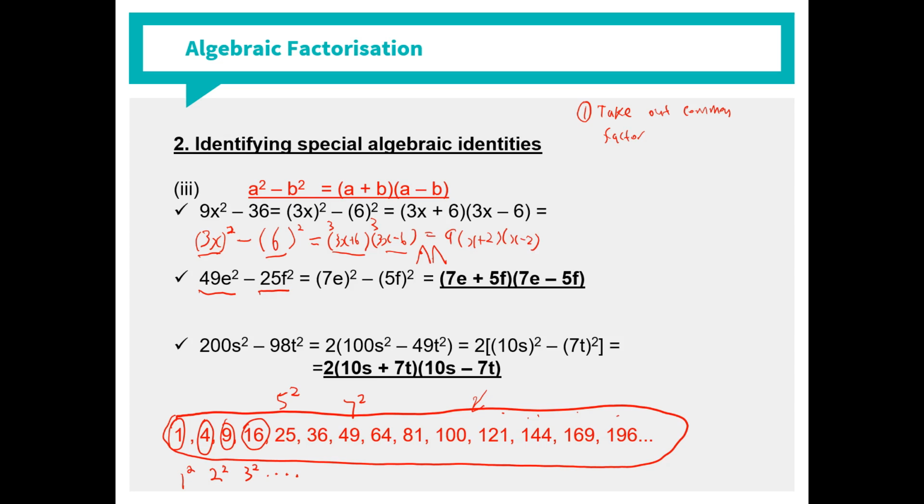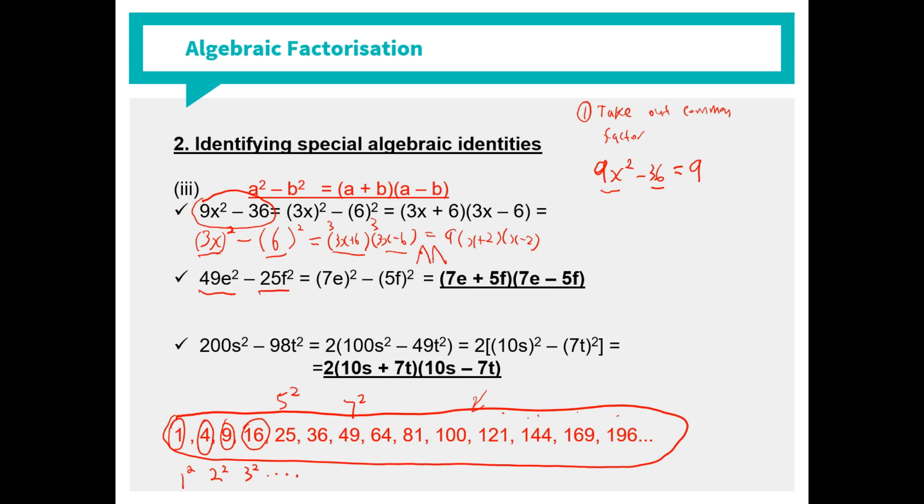Okay, let's try to do this question by first taking out the common factor. So this one, 9x squared minus 36. The first step that we should have done would be to take out the common factor. What is the common factor between 9x squared and 36? It is actually the number 9.